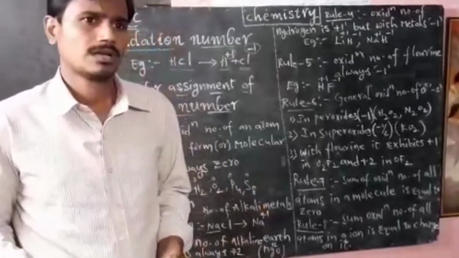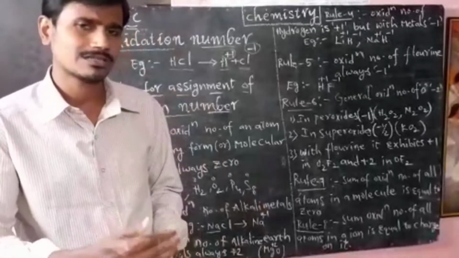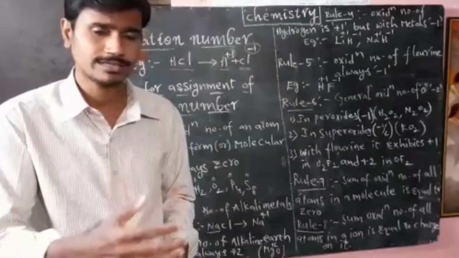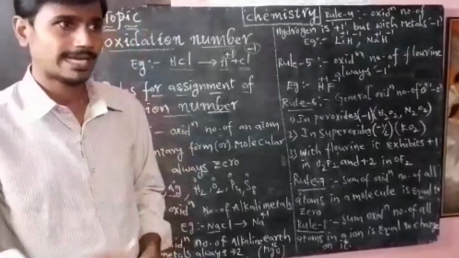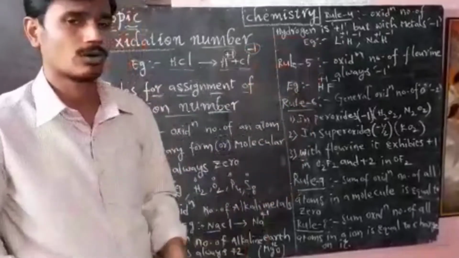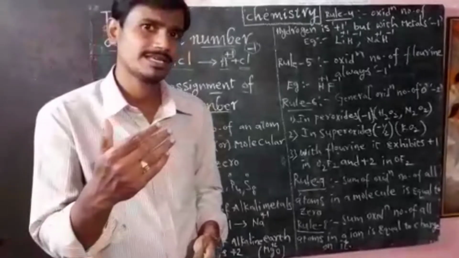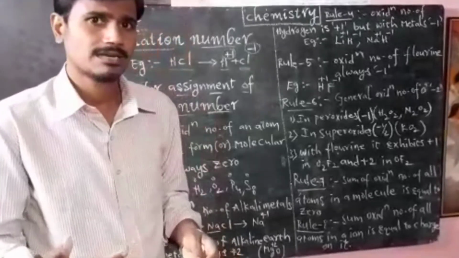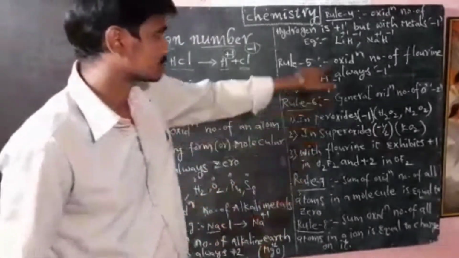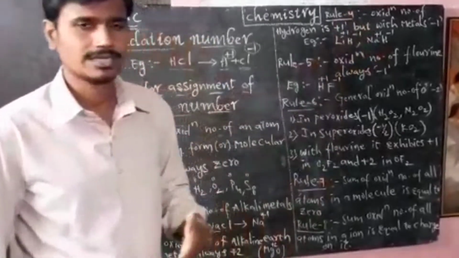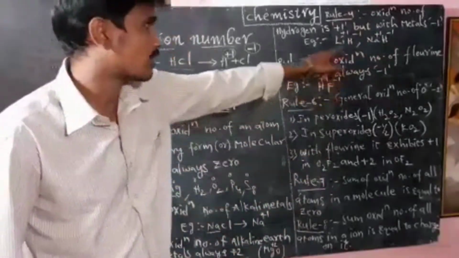We already discussed in rule 2 that the oxidation number of alkali metals is +1, and one of those elements is hydrogen. Again I am telling about hydrogen here in rule 4. What is the specialty of hydrogen? Hydrogen oxidation number is always +1, but if hydrogen combines with any metal atom like lithium or sodium, it shows -1 oxidation state.